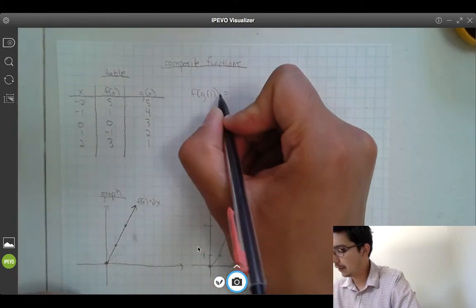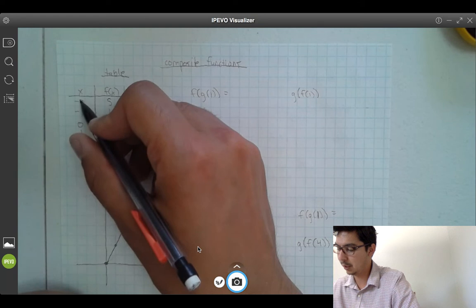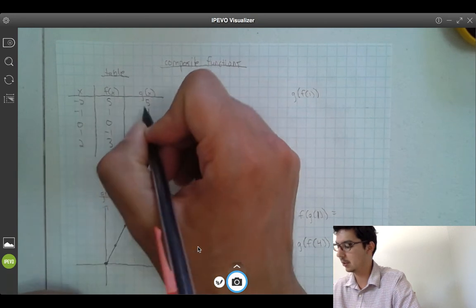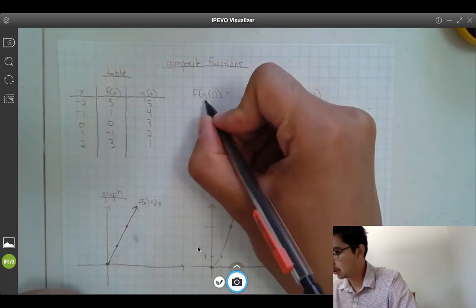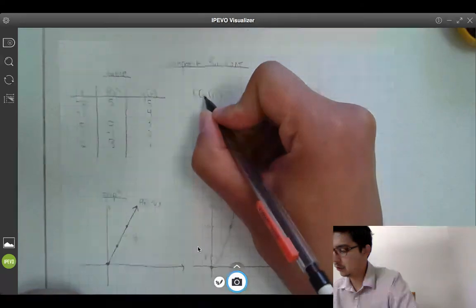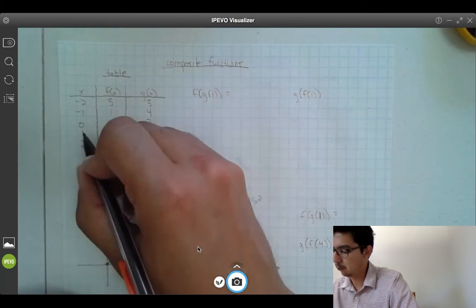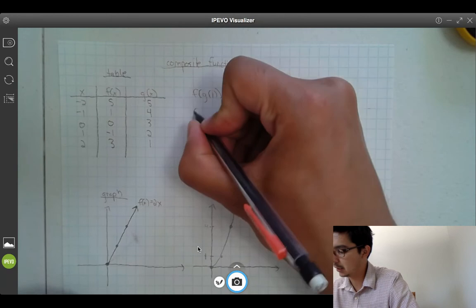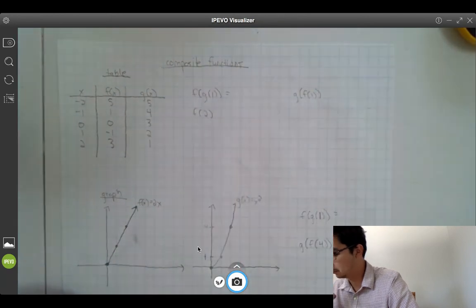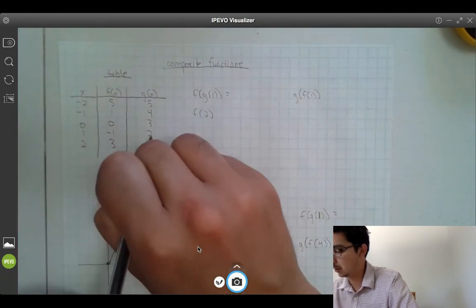We're saying what's f of g of 1? So we have f of x with the inputs -2 to 2, g of x with those same. So g of 1, you're saying what's the output of g when you input 1? g of 1 is 2. So then that becomes f of 2, because if you input 1 into g, you get 2.